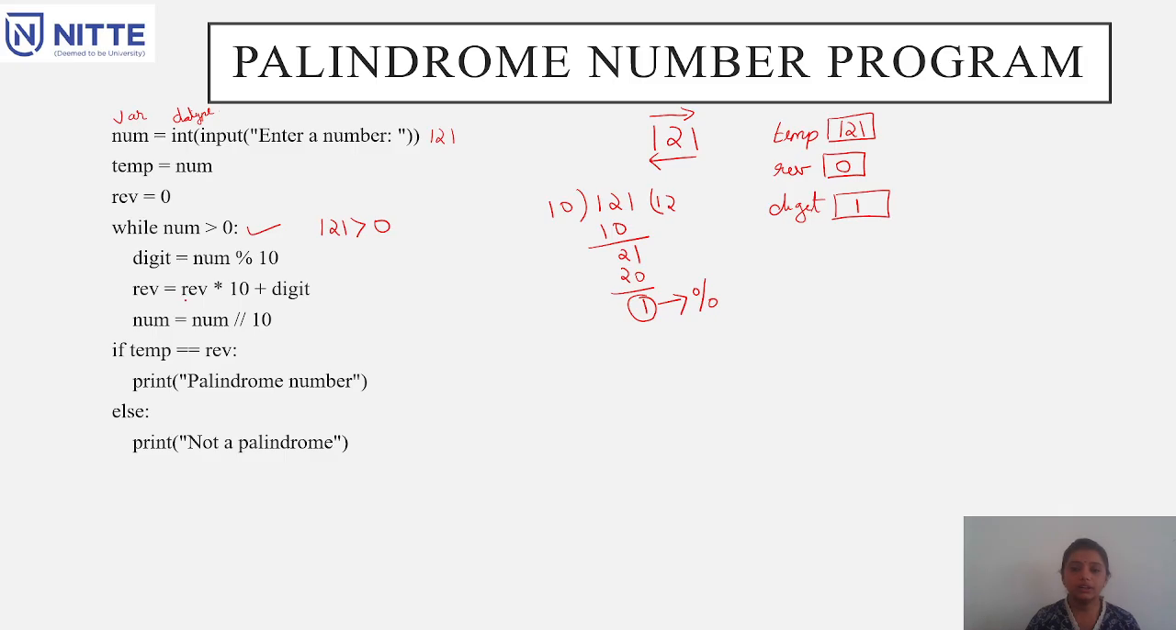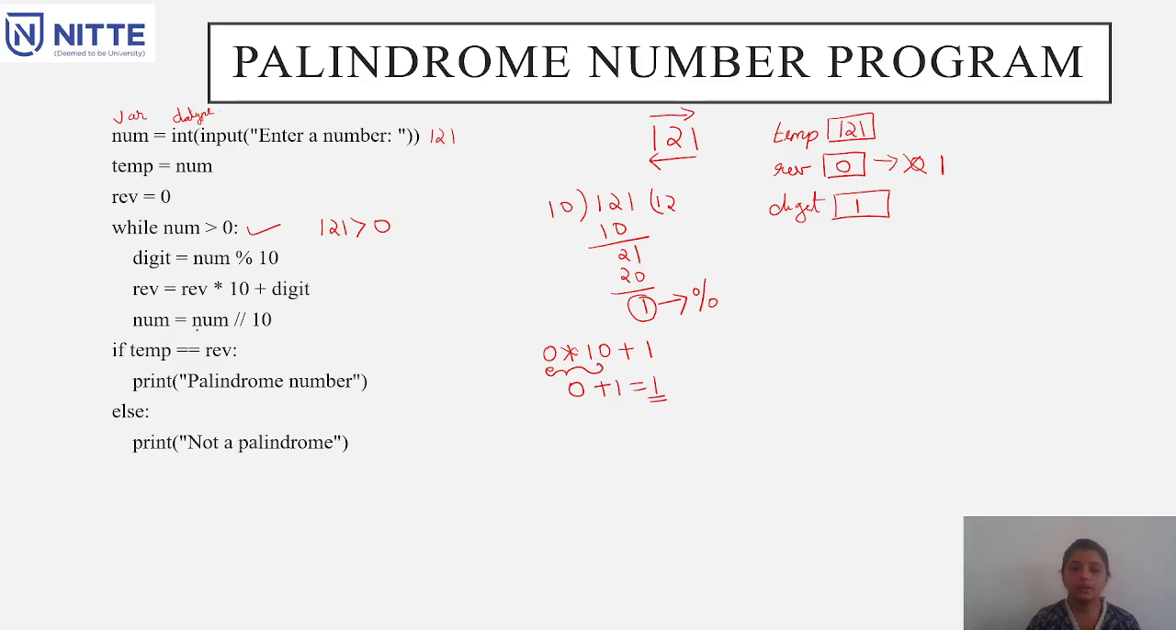Now, reverse, as you know, I have initialized to 0. Here I have one formula, which is reverse equals reverse into 10 plus digit. So what is my reverse? 0. So 0 into 10 plus what is my digit? It is 1. As per the BODMAS rule, 0 into 10 is 0, plus 1, that is 1. So now the reverse variable has moved to 1.